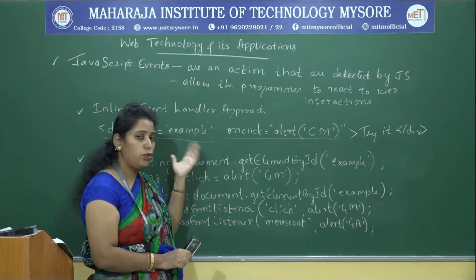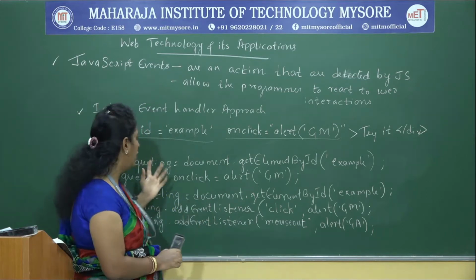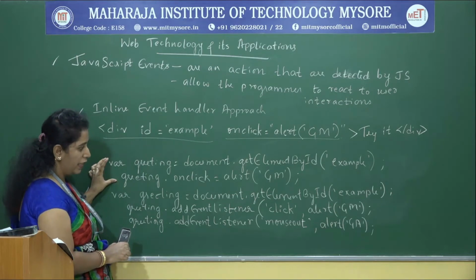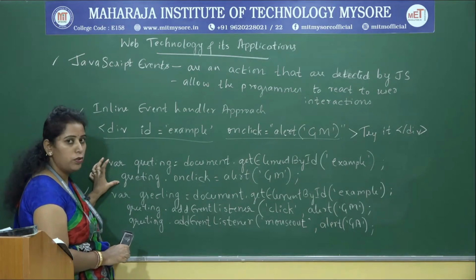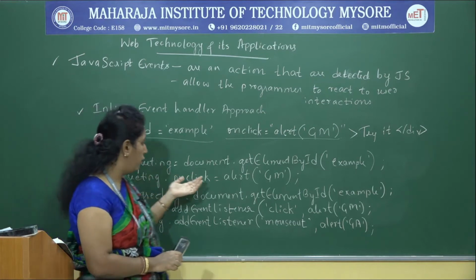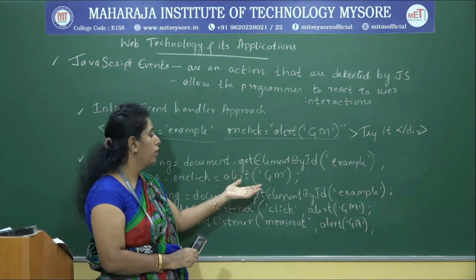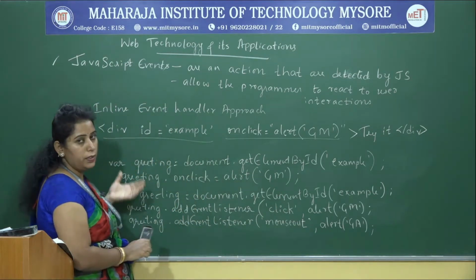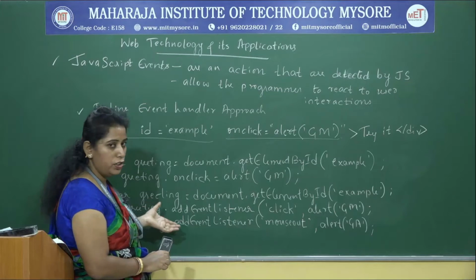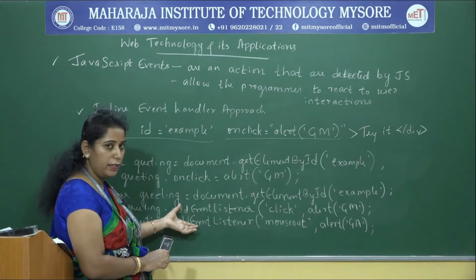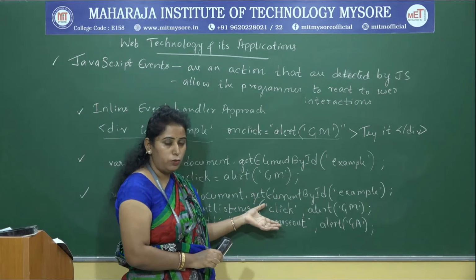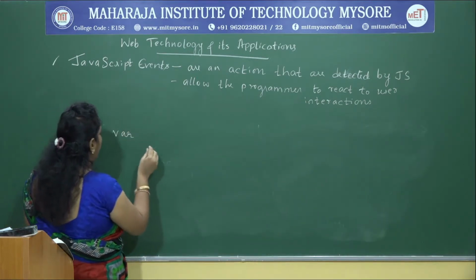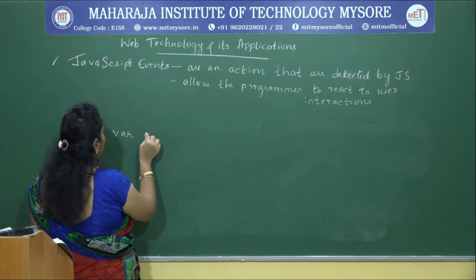Hence, to overcome these drawbacks, there are two approaches. The first approach has a limitation: there is only one handler to respond to different elements. The second approach has many advantages. It consists of multiple handlers which deal with different objects. Let us take a second example.